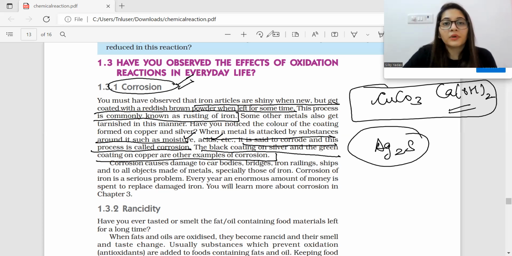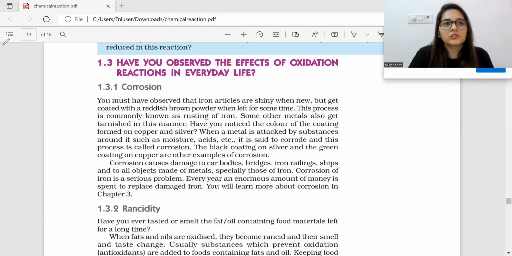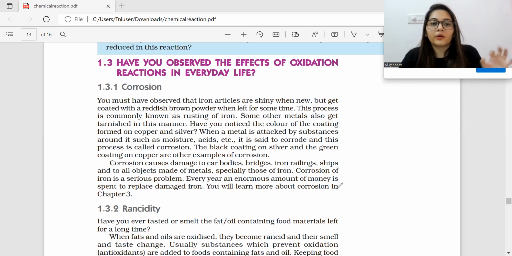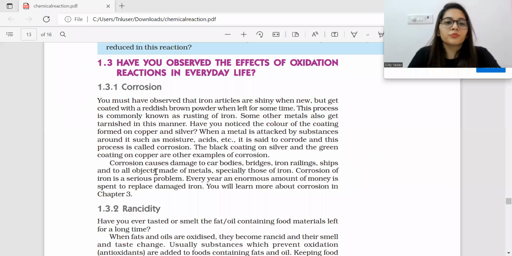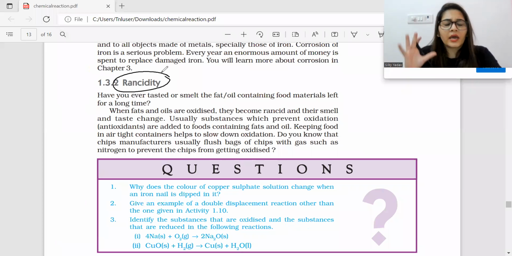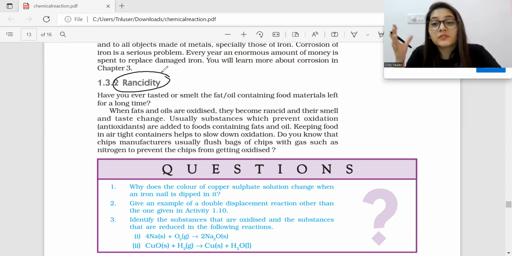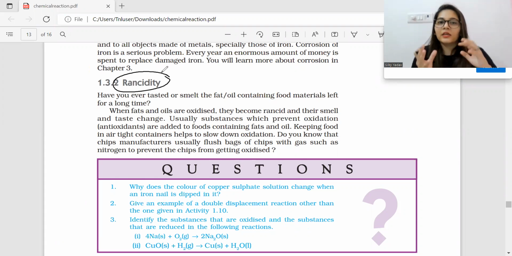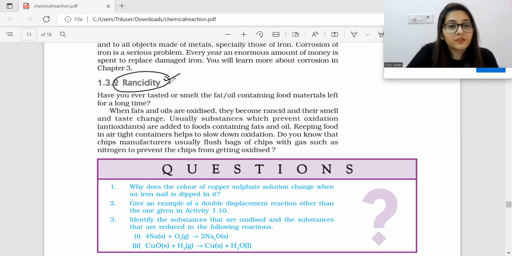So we try to adopt other methods like painting the metals or galvanizing them. This is going to help us reduce our losses, right? And now if we move to rancidity, rancidity is the same as corrosion, like rusting, yes. But rancidity is in terms of eatable things. When they are getting oxidized, that is rancidity.